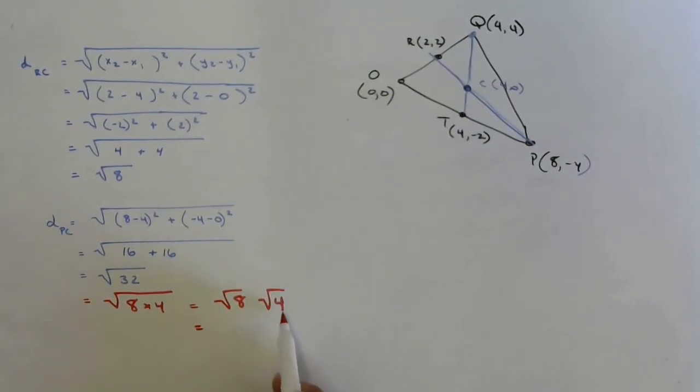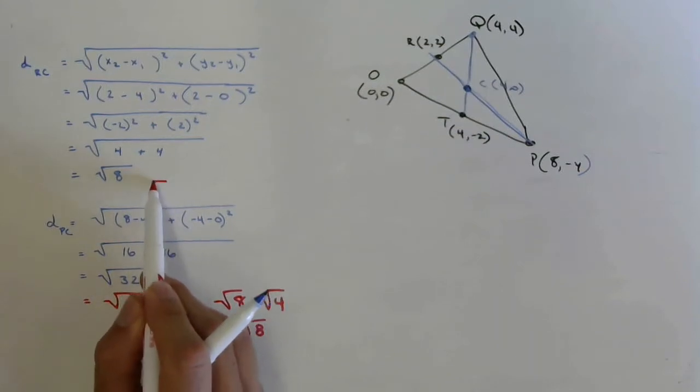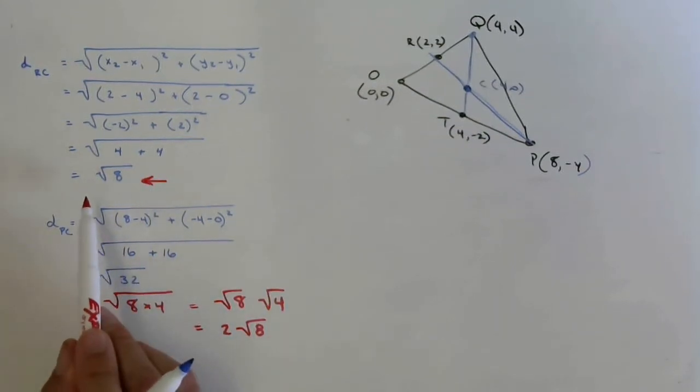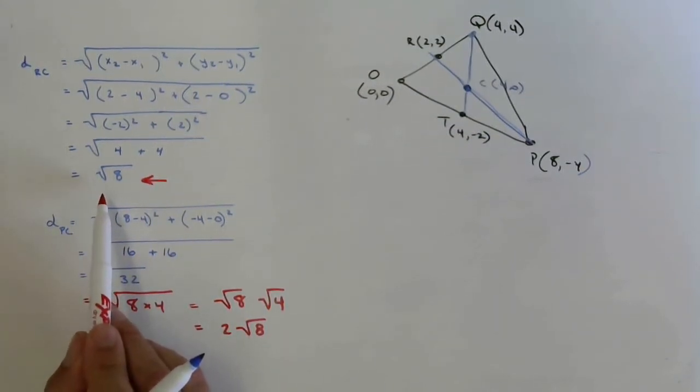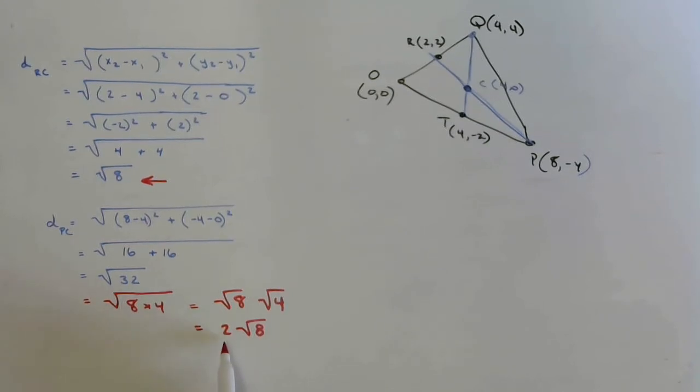Now, why is this helpful? Well, what's the square root of 4? 2. So I actually have 2 times radical 8. Why is that helpful? Because it's double. Yeah, because my first distance was radical 8, and my second distance is clearly 2 times radical 8. Does that show a 2 to 1 ratio? Yes. Sure does. Okay? But how does that make sense?